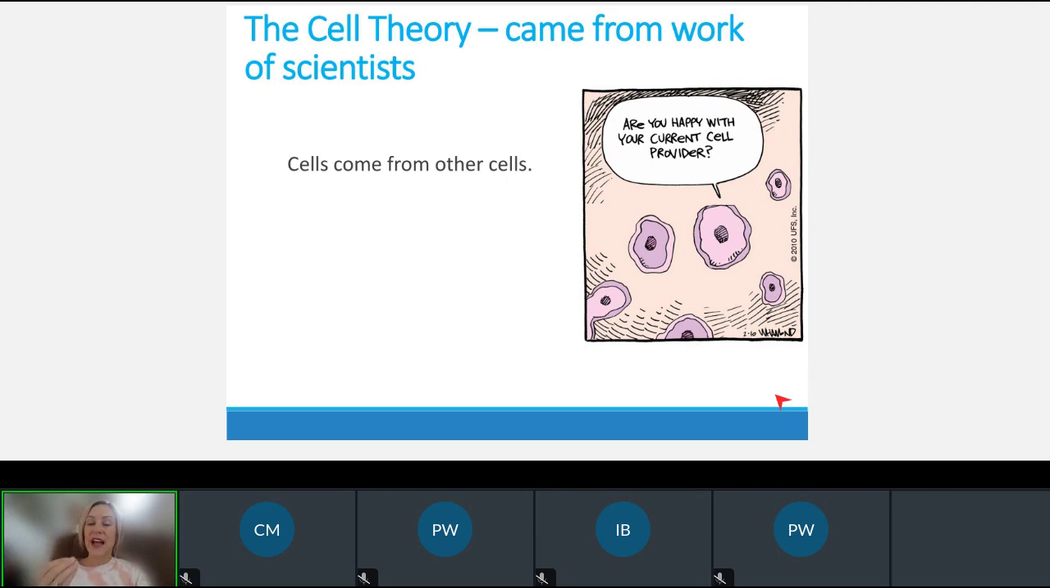So just like other humans come from humans, right? I'm pretty sure Peyton hasn't seen a cow give the offspring of a human baby. How weird would that be? All right. Cells only come from cells.